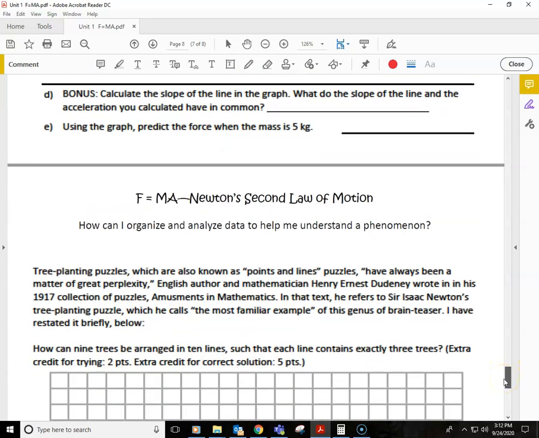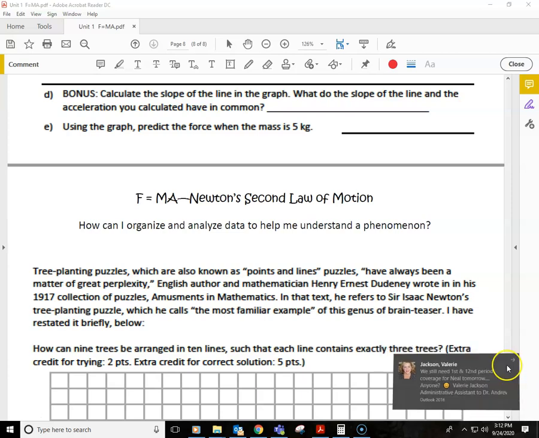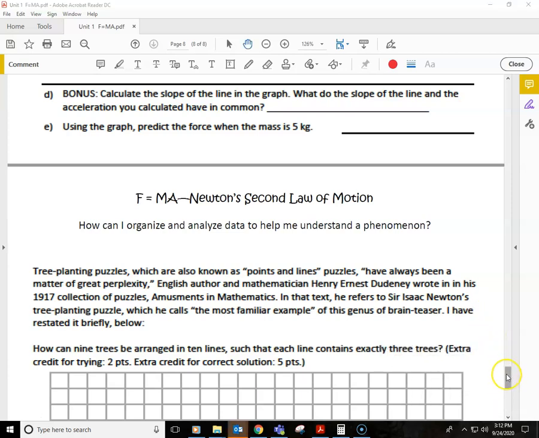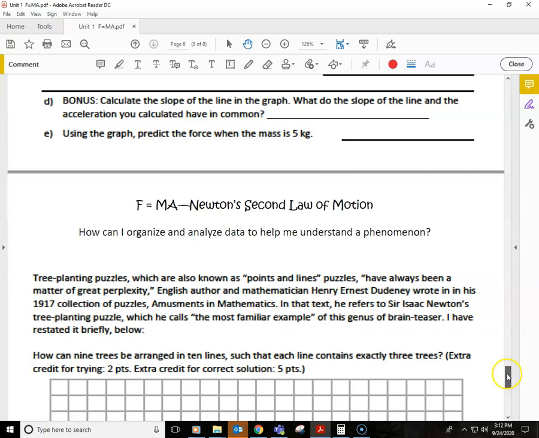And that finishes the whole thing, except this last page. You can do that for extra credit. It's a little puzzle. So I challenge you to do that. It is not required, all right?